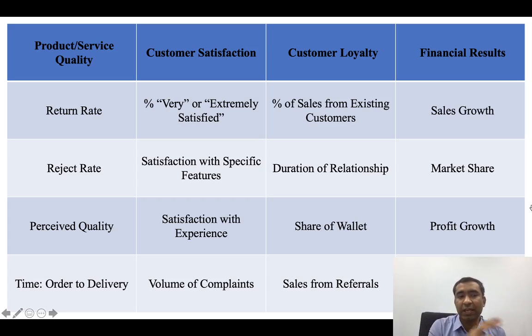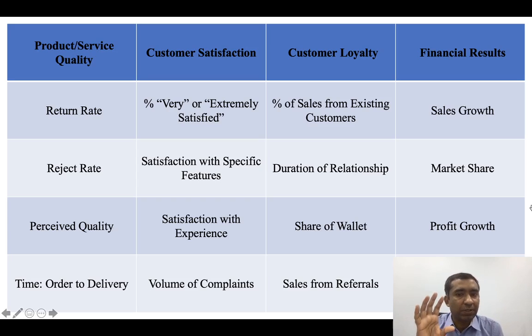So this is related to sales. Another parameter is the reject rate, the people who reject your product or services. In that case you have to see what specific features the customers are not satisfied with. So satisfaction with the specific feature.